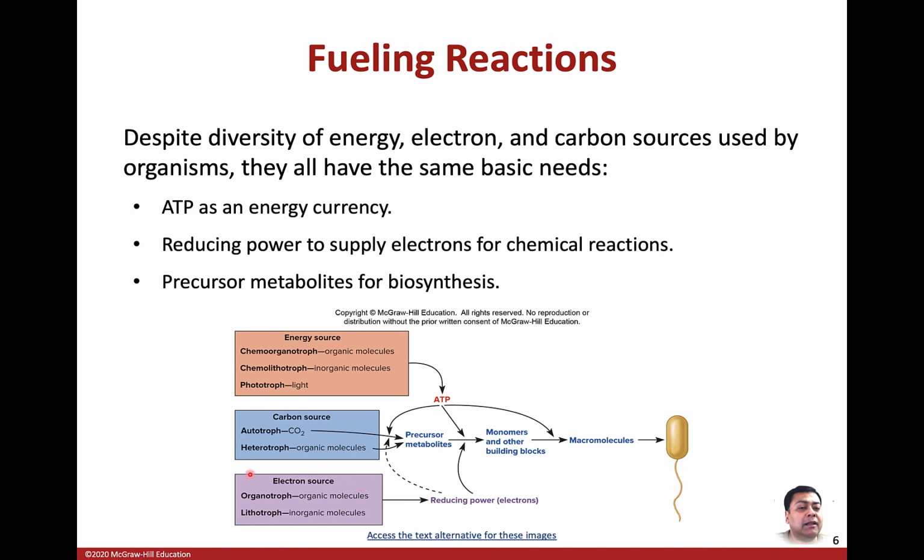And the last part is the electron source. The organotrophs use organic molecules, and the reducing power of the electrons comes from organic molecules which are preformed by some autotrophs, whereas the lithotrophs use inorganic chemicals, and these inorganic molecules are in the reduced form. So these lithotrophs oxidize these reduced inorganic molecules, and as they oxidize them, the reducing power of the electrons comes out, and those are used to produce their metabolites and building blocks, or to make monomers into macromolecules.